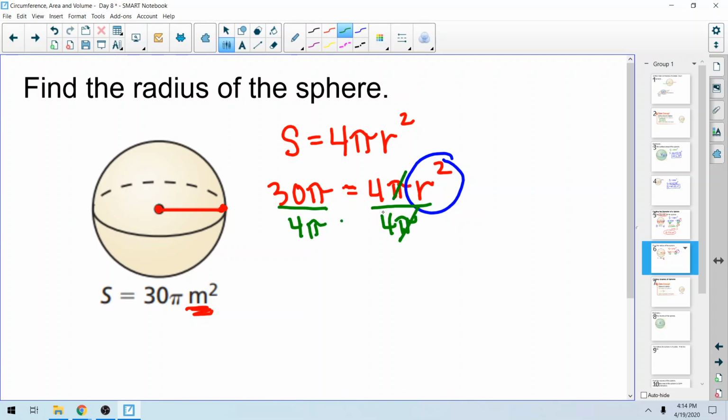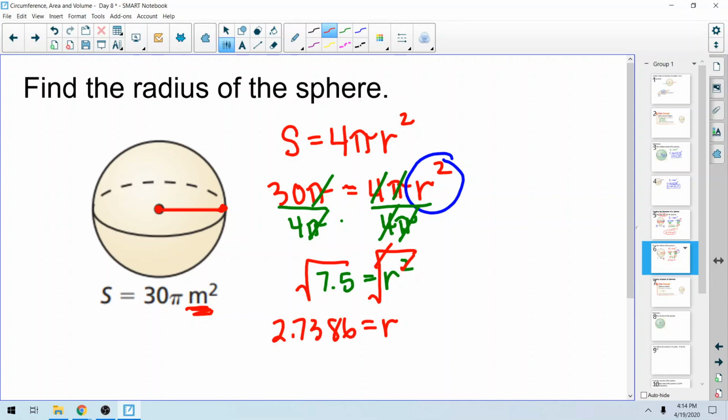The pi's and the 4 will cancel. So now we have to take 30 divided by 4, which is 7.5, equals r squared. And then in order to get rid of a squared, we're going to square root. The square root cancels the squared, and you just get r. And then we're taking the square root of 7.5, which is 2.7386.